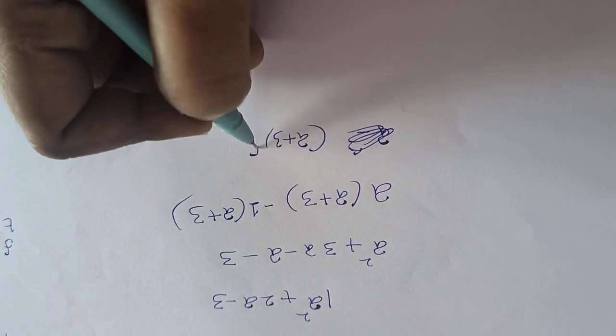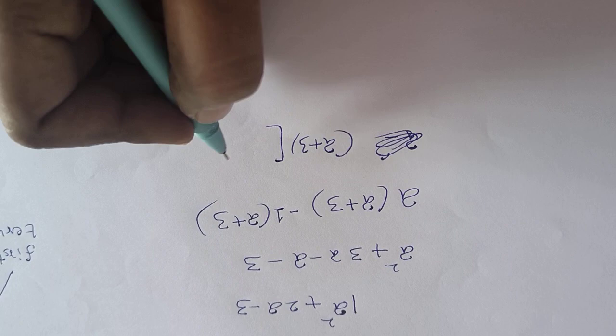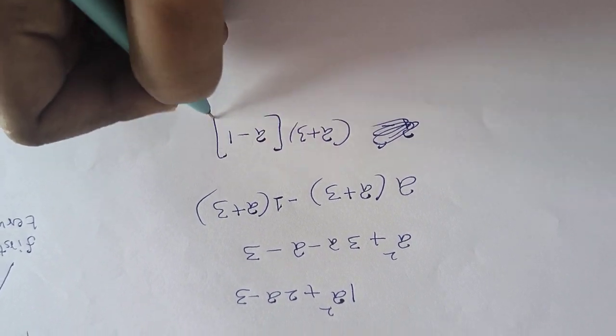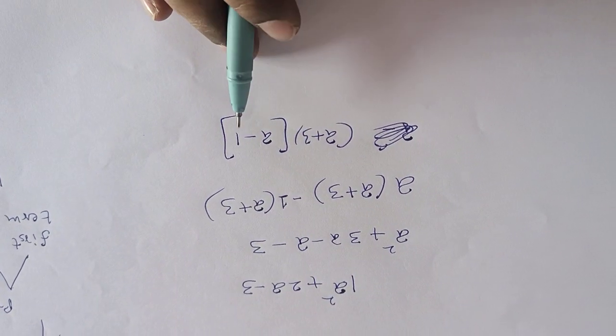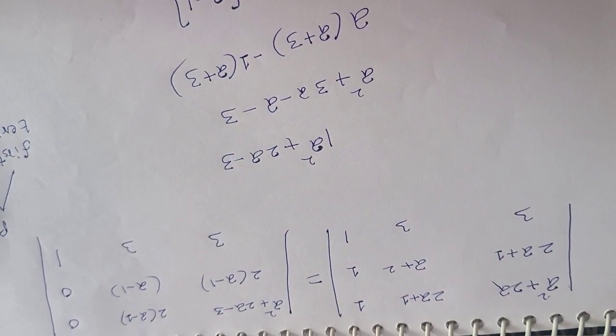a plus 3. Now what is left? A and minus 1. A minus 1. So in place of this term, we will write a plus 3 and a minus 1.